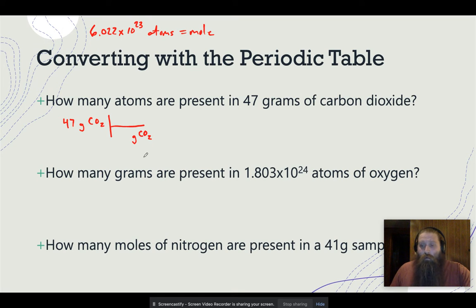Anytime you're converting grams, you're going to go to moles, unless you're looking for something like kilograms or milligrams. If you're converting grams to some other unit, you've got to go to moles first. So grams goes to moles of CO2. Hopefully you're seeing grams and moles and you're thinking molar mass, all right?